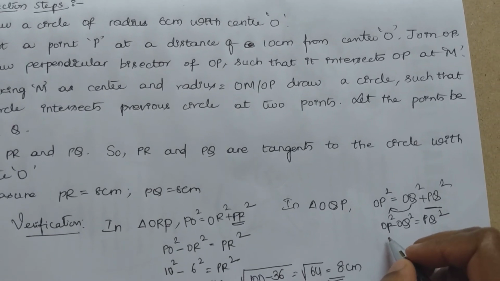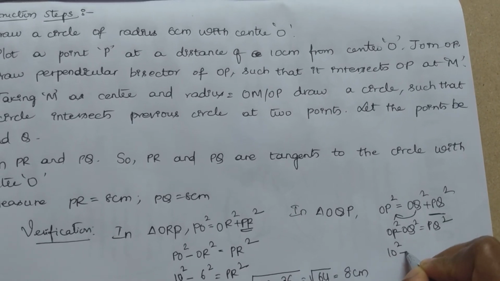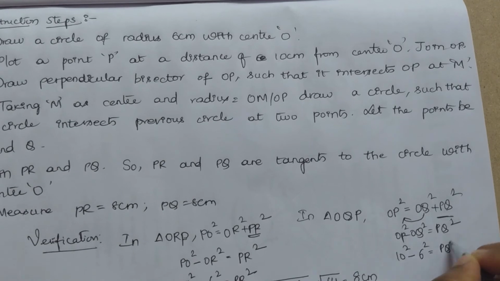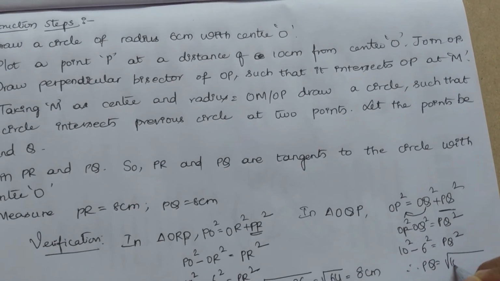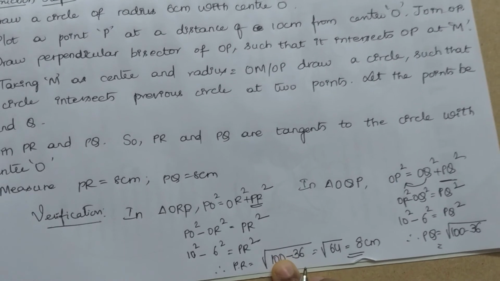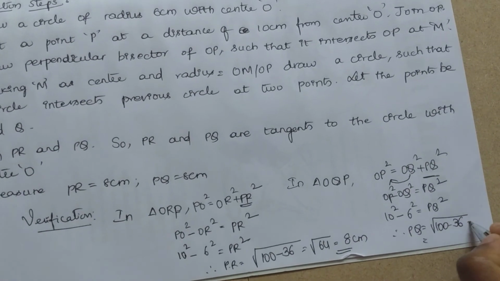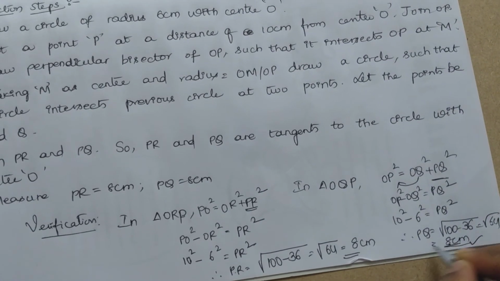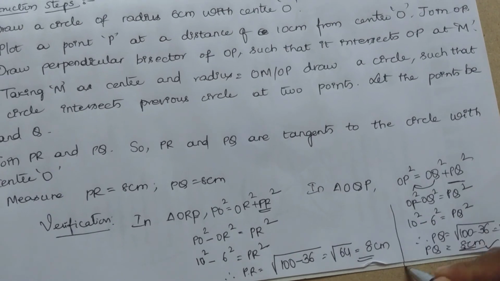So what is OP? OP is nothing but the distance between P and O, that is 10 square minus, what is OQ? It's the radius. It is 6 square equals PQ square. Therefore, PQ equals square root of 100 minus 36. See here, here also 100 minus 36 is 64. So here I am writing that equals square root of 64, that is equal to 8 centimeters. So we got PQ as 8 centimeters and PR as 8 centimeters.